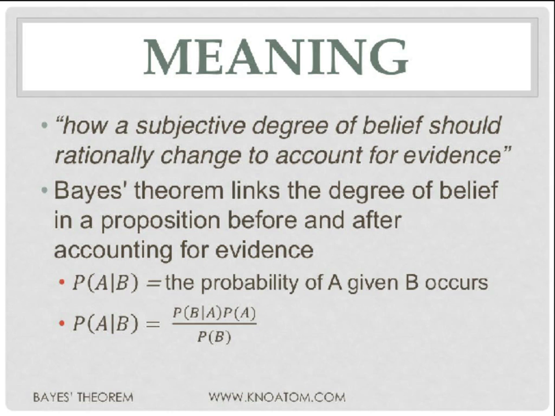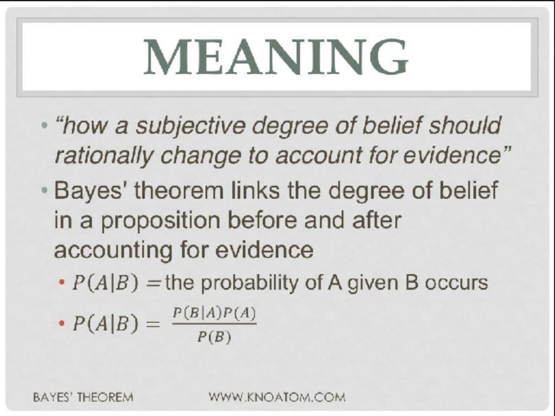Basically, Bayes' theorem states how a subjective degree of belief should rationally change to account for evidence. For example, there's a certain probability that you have a cold. If you're coughing, the likelihood that you have a cold is much higher. And Bayes' theorem states how to adjust the probability that you have a cold, given the fact that you are coughing. Bayes' theorem is stated at the bottom of the slide.